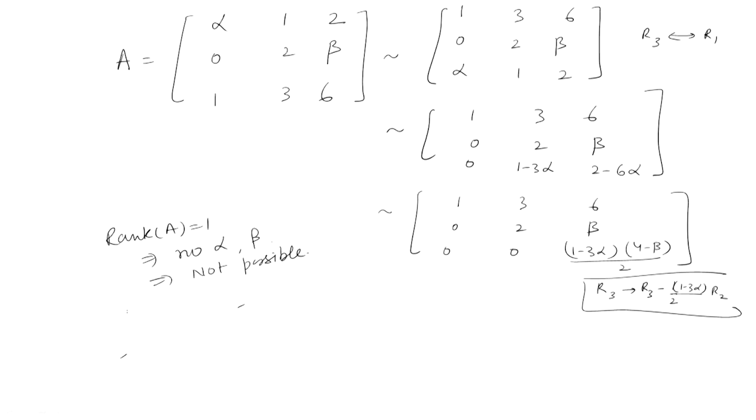Okay. Now, for rank 2: the rank of this matrix is 2 if this quantity is 0, because if this is 0, then we are having a 0 row. Now, this entire row cannot be 0 because this is 2. So, rank will be 2 if either alpha is 1 by 3 or beta is 4, and rank of A will be 3 if this is not equal to 0. That means alpha should not equal 1 by 3 and beta should not equal 4.